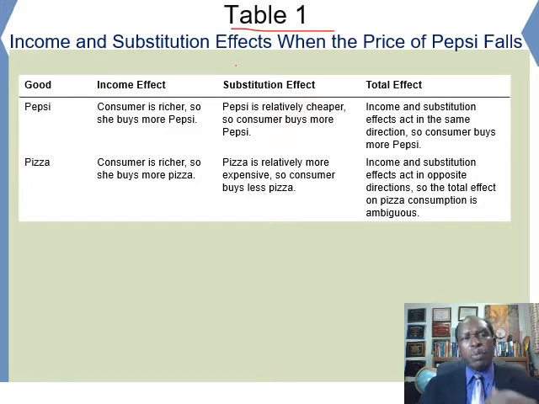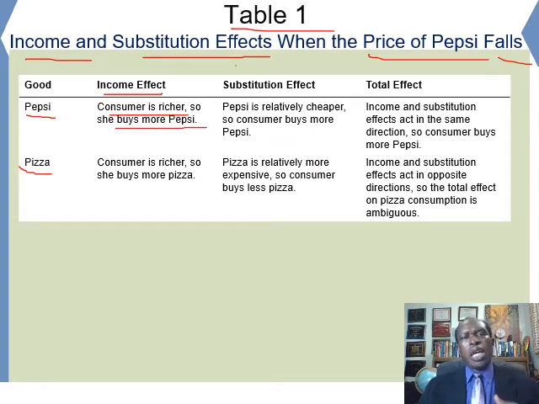Table 1 displays the income and substitution effects when the price of Pepsi fell. We have two goods, Pepsi and pizza. The income effect when the price of Pepsi falls leaves the consumer richer, and so she buys more Pepsi and more pizza. With the substitution effect, Pepsi is relatively cheaper, so the consumer buys more Pepsi. Pizza is relatively more expensive, so the consumer buys less pizza.